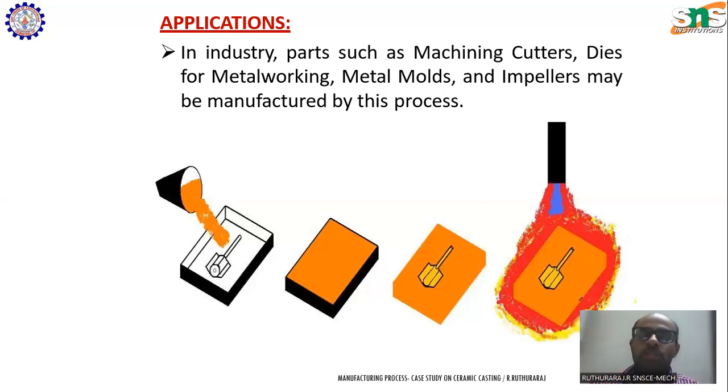To overcome this, we use ceramic as the material to prepare the mold cavity. Once the mold cavity is prepared using ceramic, the final output casting will have a very, very smooth surface, and also intricate shapes can be produced. Ceramic is a hard material, so the mold cavity we can produce will be of complex nature. From that, complex castings can be produced. The application of the ceramic casting process is preparation of turbine blades, impeller blades, etc.